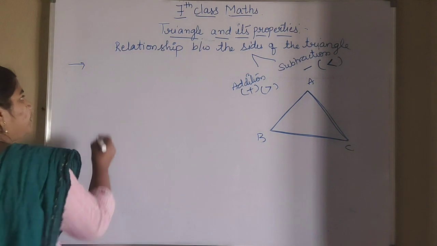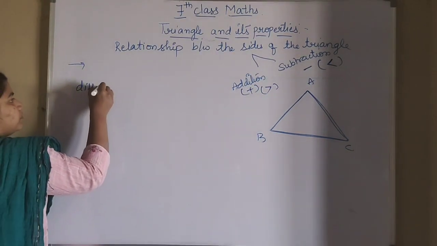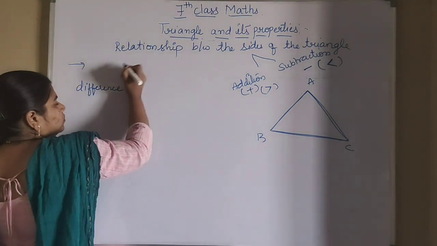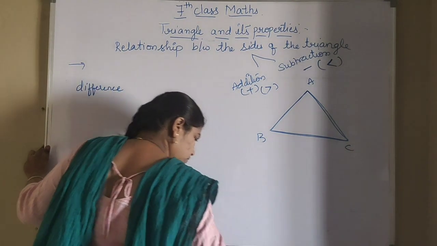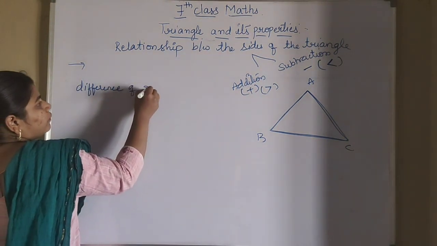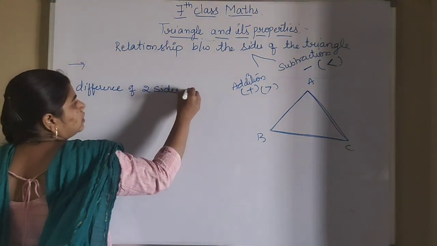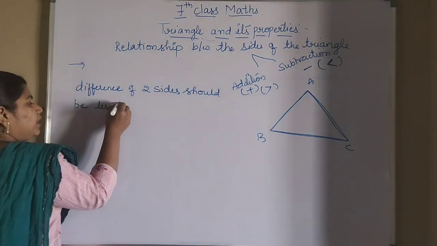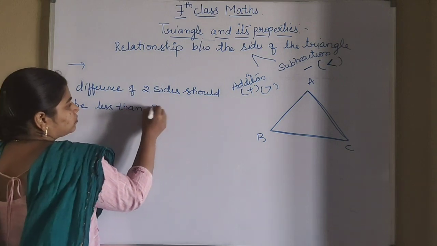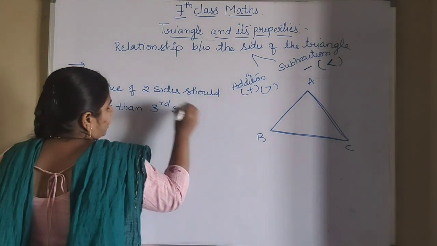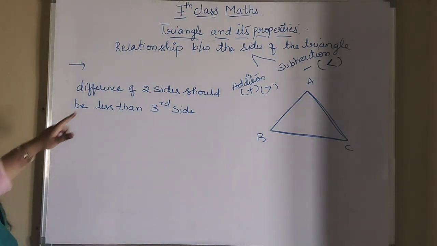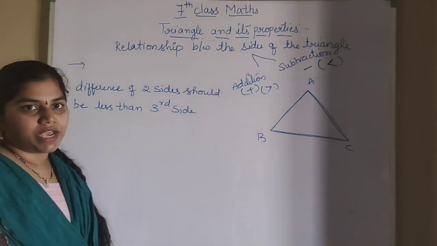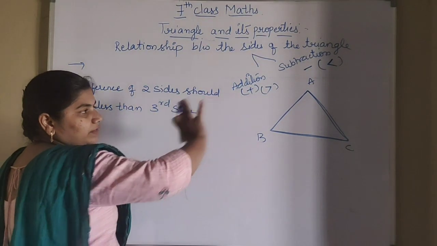So the difference between two sides should be less than the third side. For subtraction this is the condition, that is, the difference of two sides should be less than the third side. So by using this we have to write the conditions now.